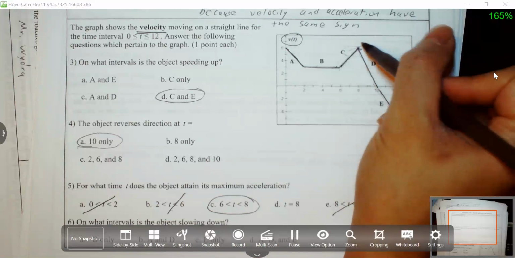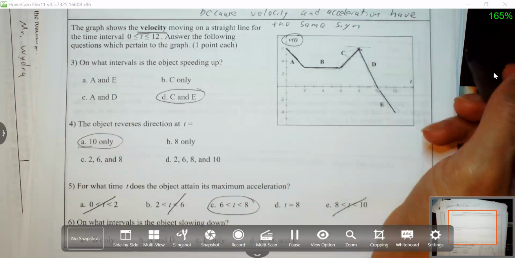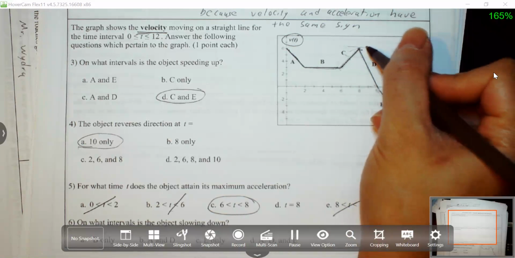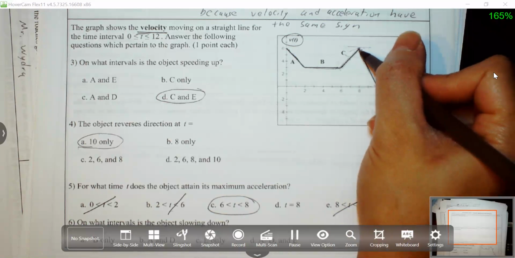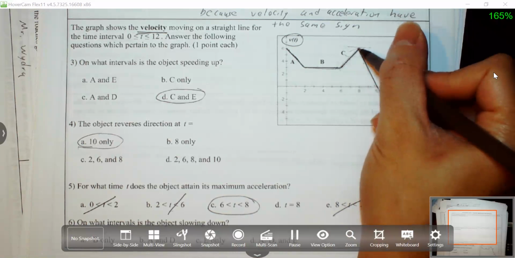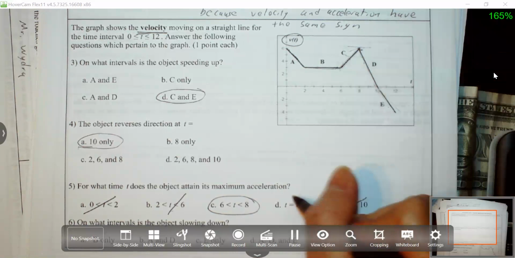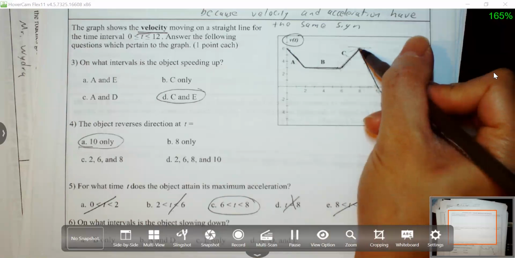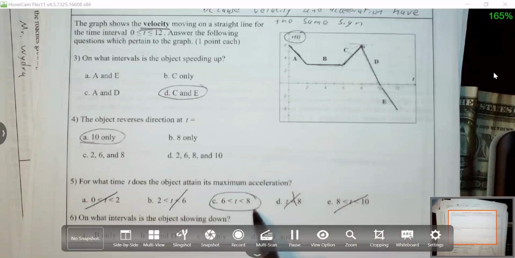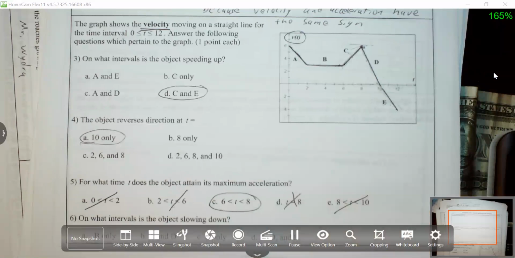Because at this point, you're not tangent at this point. So you're undefined. Remember how you cannot have a derivative at a point or a cusp, right? So there actually is no derivative at this point. That's what I meant to say. So it's not t equals 8. There is no derivative at a point or a cusp on a function, and we learned that back in chapter 2. So 6 to 8 is your maximum acceleration.